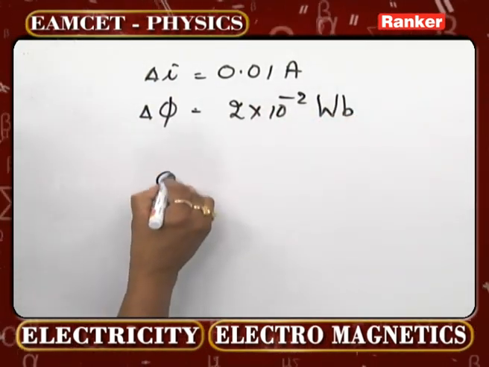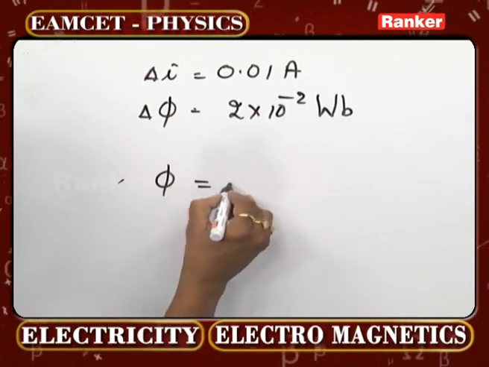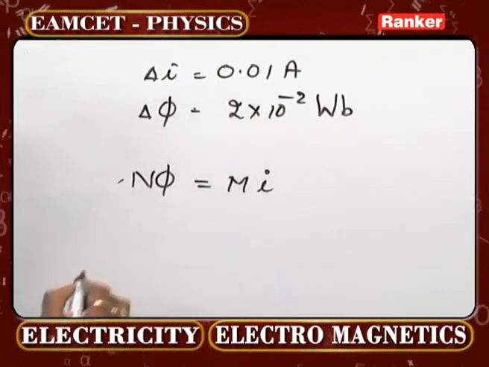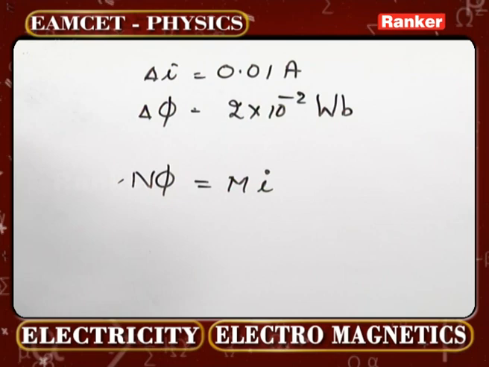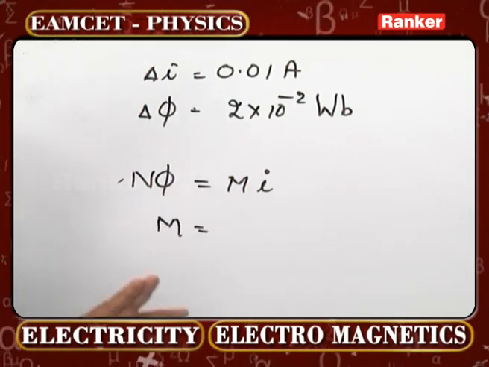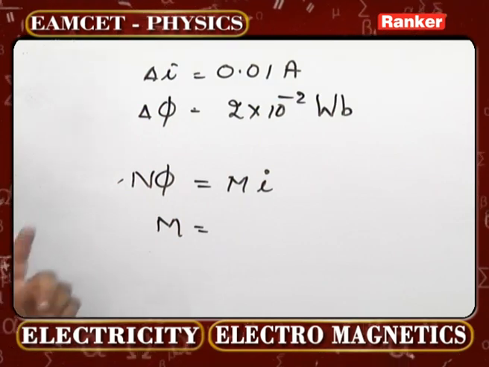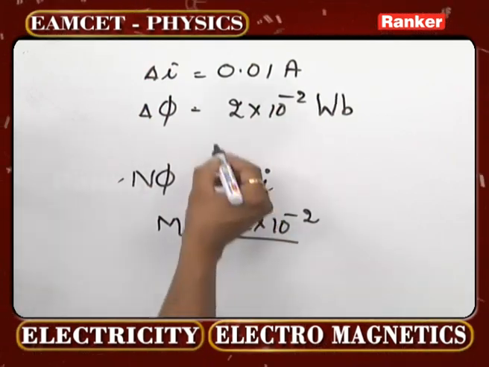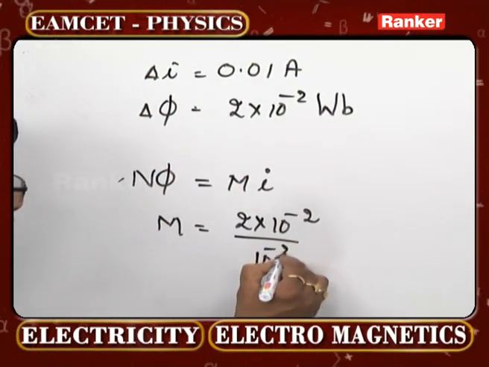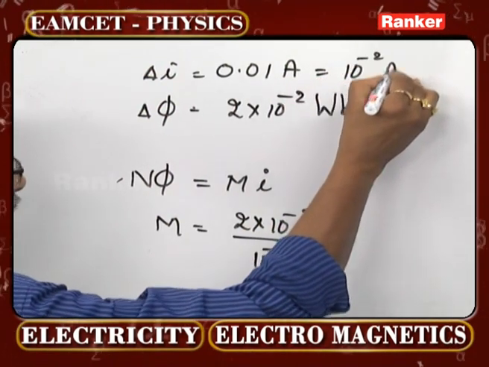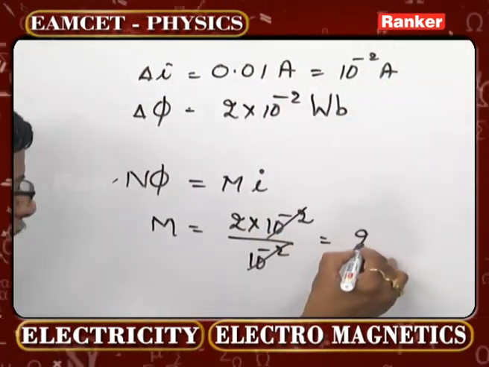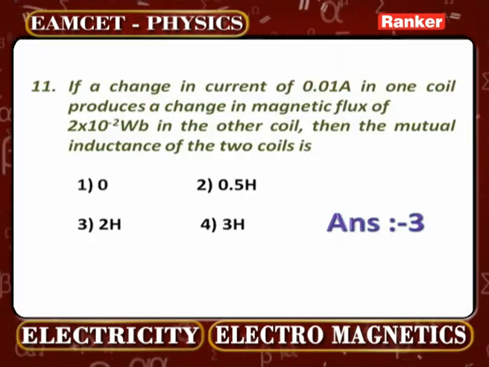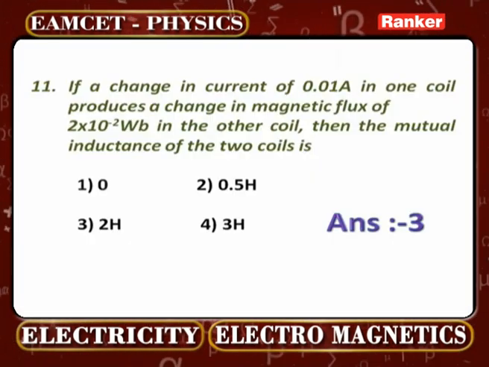Now you can all understand, N phi is proportional to or is equal to M I. There is a formula like this. M is called the coefficient of mutual induction. I have already told you. So M we want. N he has not mentioned, so it is understood it is only one coil having one turn. What is phi here? 2 into 10 power minus 2 divided by the value of I. It is once again 10 power minus 2 ampere. So cut these two. What is now left over? 2 what? Henry. So 2 Henry must be your answer. That now corresponds to the third option for this question number 11.